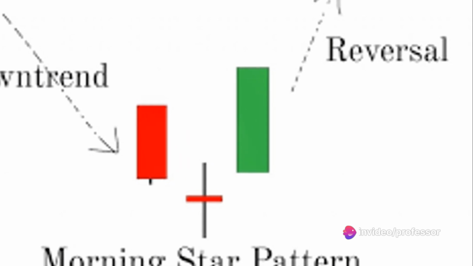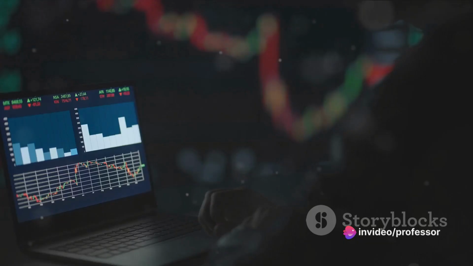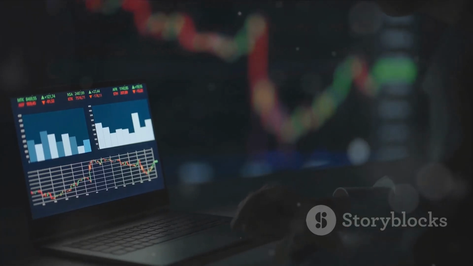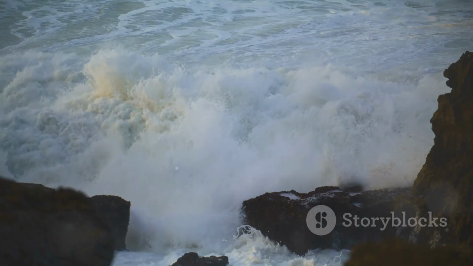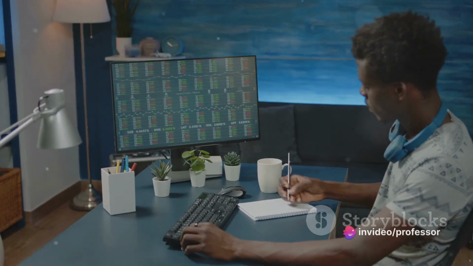The morning star pattern is a powerful tool in your trading arsenal. It's a beacon of hope in a sea of red, a signal that the tide might be about to turn in your favor. But remember, it's not foolproof.